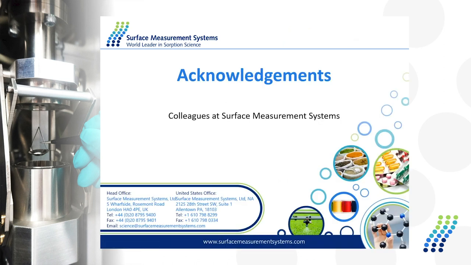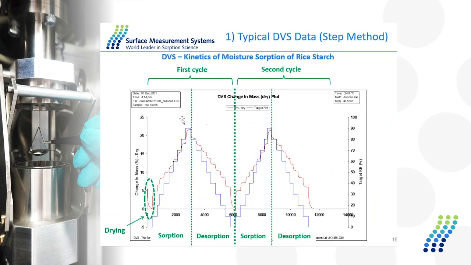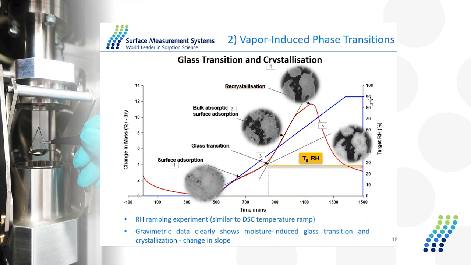What's the difference between the ramping method and the step method? The typical data we introduced here is from a step method. At a certain stage, the sample reaches an equilibrium and then jumps to the next one. The ramping method increases the humidity at a constant rate, like this one, from 0 to 90% RH, and it doesn't reach equilibrium. It's just a quicker method to get the Tg value versus humidity.